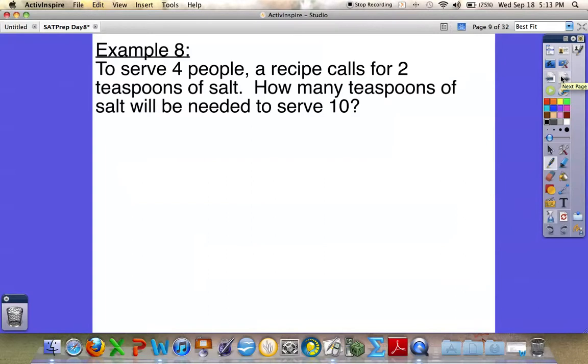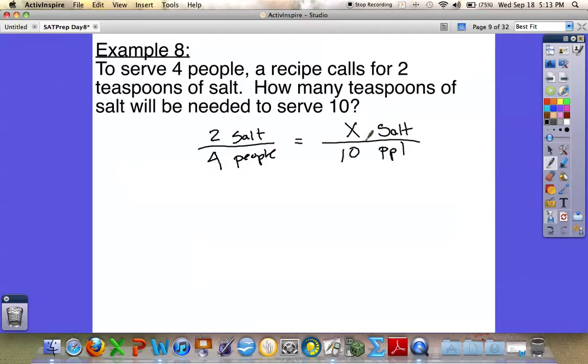All right? To serve 4 people, a recipe calls for 2 teaspoons of salt. You can put the salt over the people, or the people over the salt. So, 4 people, 2 teaspoons of salt. 10 people, how many teaspoons of salt? And I'll let you solve that one. That one's very simple.